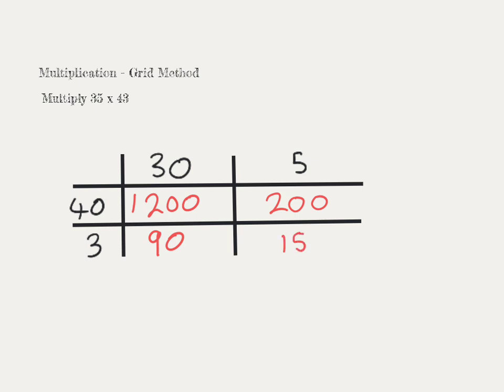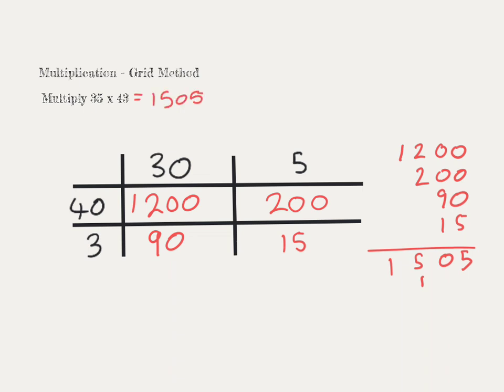Let's add it up. I could do this in my head, but let's do a column just to check. We've got 1,200, add 200, add 90, add 15. So 0, 0, 0, 5 is 5. 9 add 1 is 10, so my 0 there, my 1 there. Then I have 2 add 2, add 1 is 5, add 1 is 1,505. And that seems about right. So 35 times 43 is 1,505.